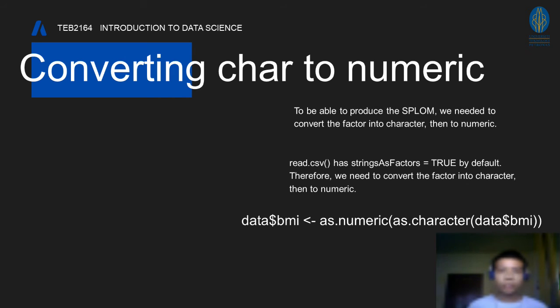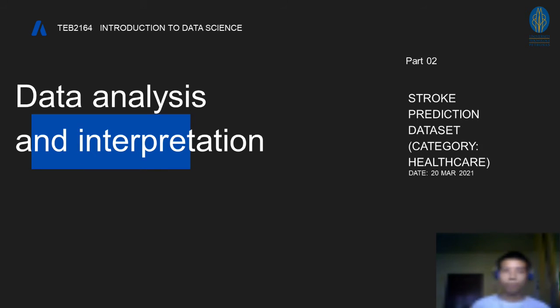Now this is a piece of code that converts BMI, which was in the form of a factor, to character, and finally to numeric, because we need numeric values to be used in the correlation matrix and the SPLOM. By default, when you read the CSV file in R, it is interpreted as factors, so that's why I needed to convert the factors to characters and then to numeric. So that's how we did it. Now, moving on to the data analysis and interpretation.